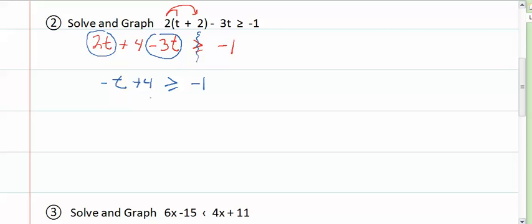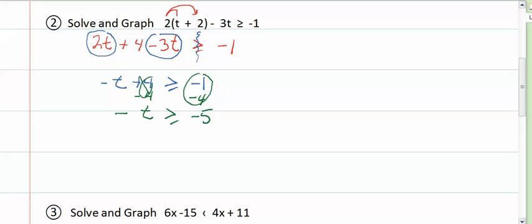Okay, now we are going to disconnect the 4 from the t, so this is positive 4. I'm going to subtract 4 from both sides. This is a 0. It's now gone. Negative t is greater than or equal to, and I'm going to add these together, which is negative 5.